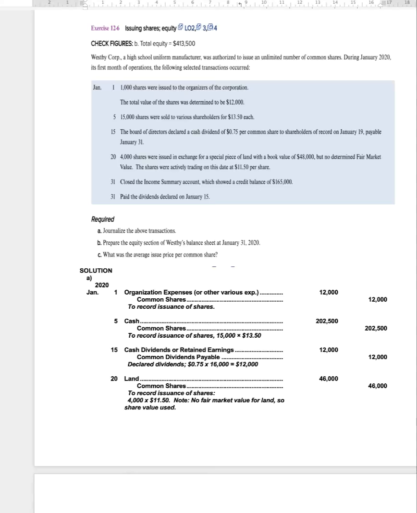Hi folks, welcome to this video which is going to demonstrate issuing shares and preparing the equity section of the balance sheet. We'll also calculate an average issue price per common share and actually add a section where we have to do the statement of changes in equity.